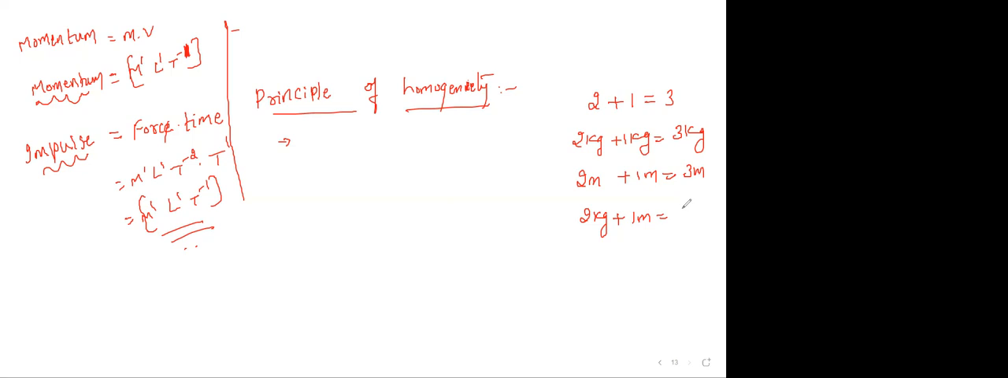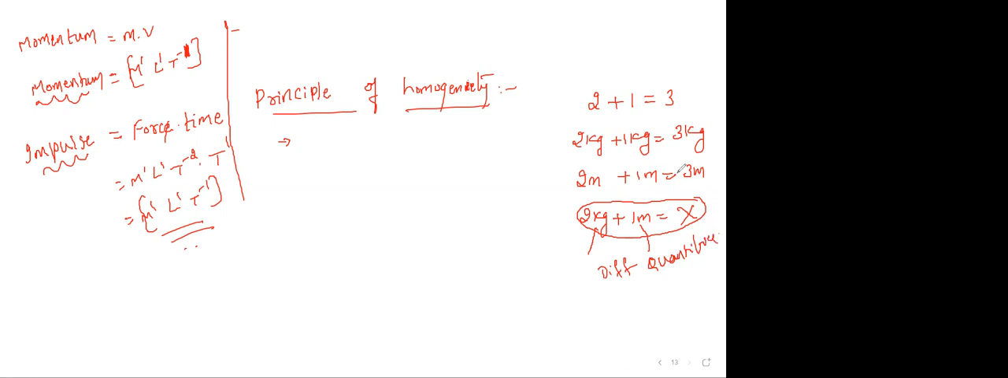We can't add them, sir. We cannot add these two quantities. Very good. Why can't we add these two quantities? Because these two are representing different quantities. If different quantities are there, we can't add.